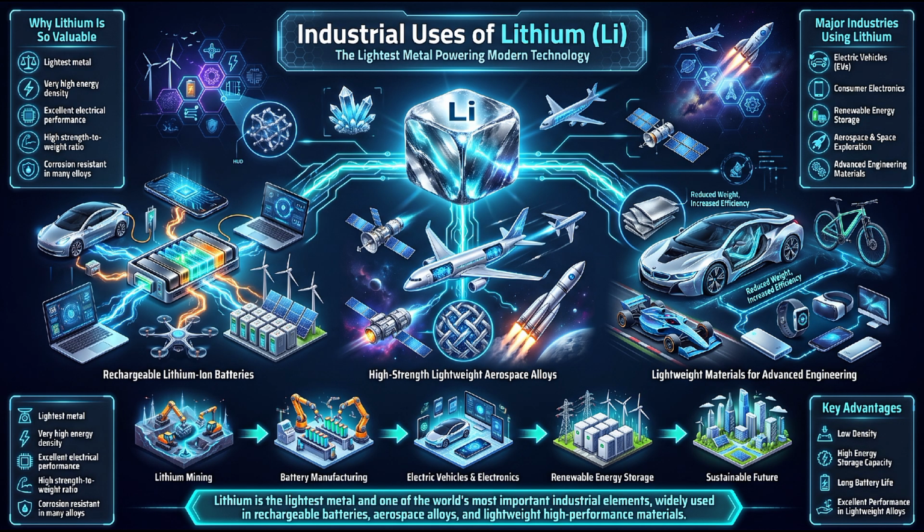sustainable energy. One of the most significant industrial applications of lithium is in rechargeable lithium-ion batteries. Today, lithium-ion batteries power billions of electronic devices around the world, including smartphones, laptops, tablets, smartwatches, wireless earphones, cameras, drones, and power tools. Lithium is ideal for rechargeable batteries because it is the lightest metal and has a very high electrochemical potential, allowing batteries to store a large amount of energy while remaining compact and lightweight.